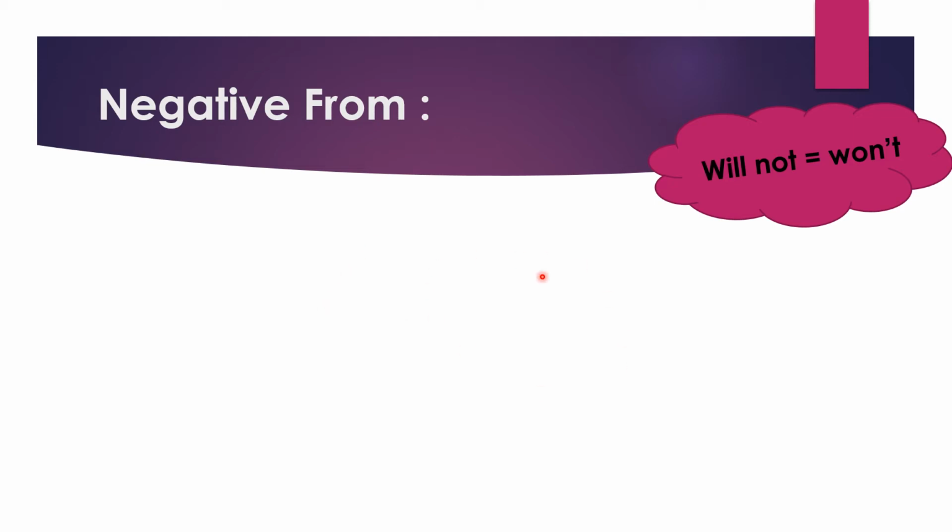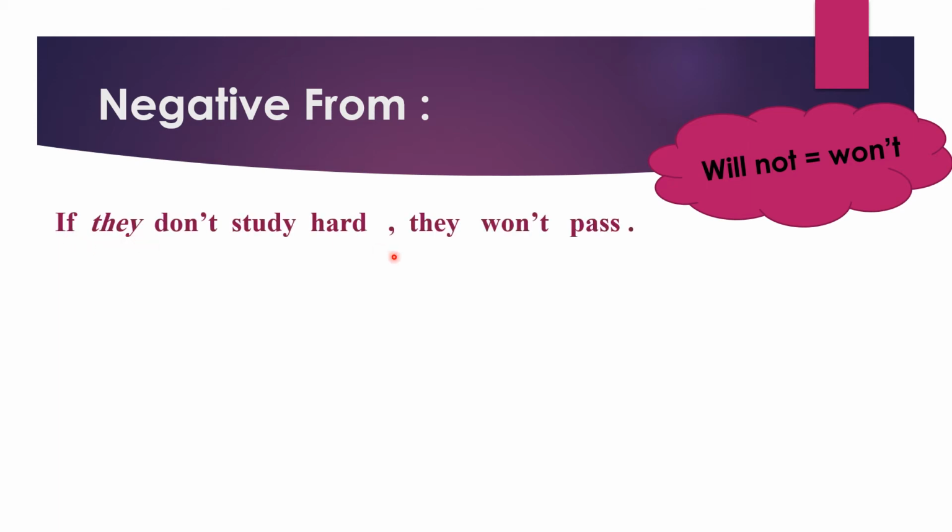What about the future tense? How can we negate it? Excellent. We negate the main clause with will by adding not, so we negate it by using won't. Look at this example. If they don't study hard, they won't pass the exam.